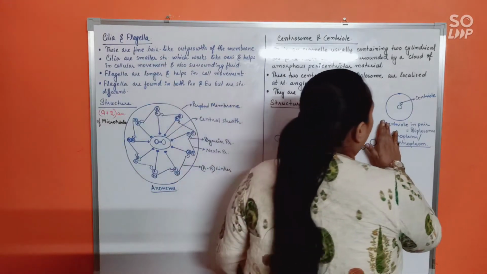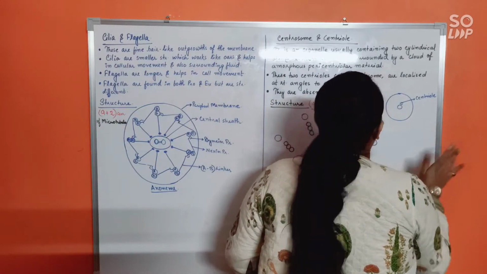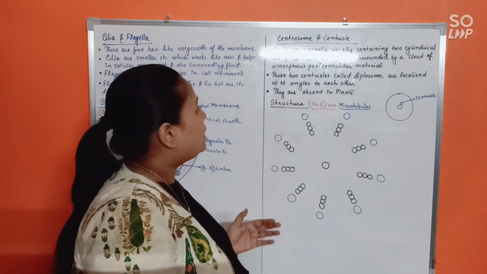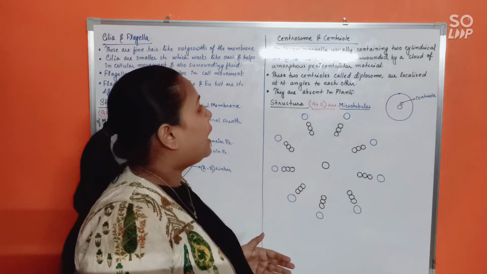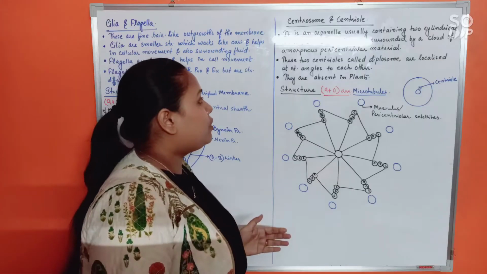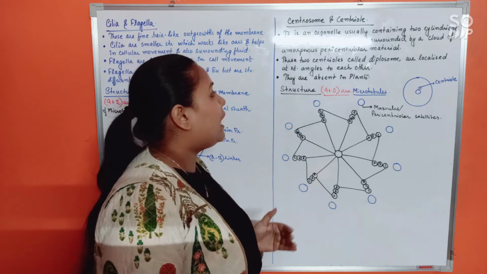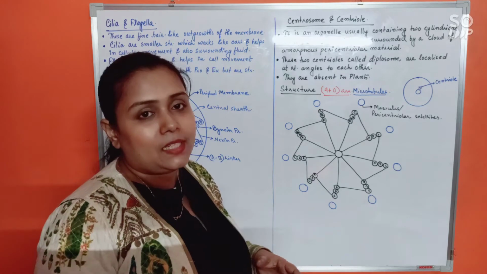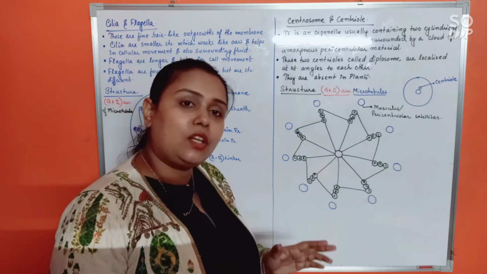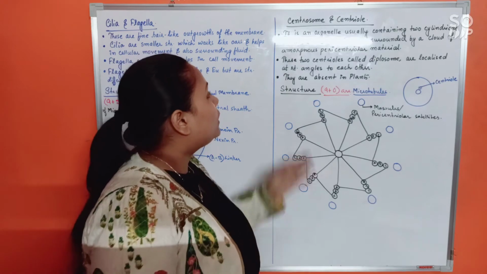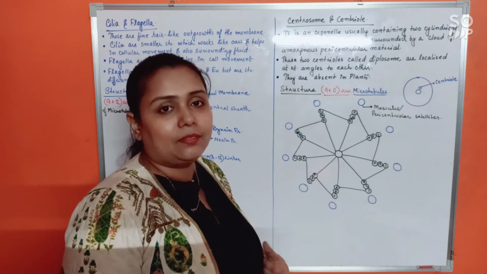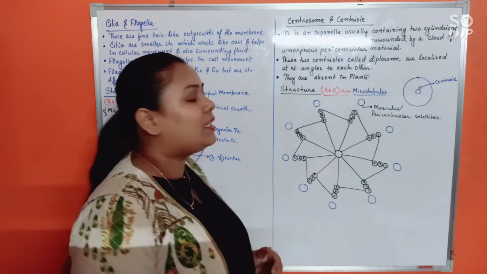Now, see this. It is an organelle usually containing two cylindrical structures, centrioles, which are surrounded by a cloud of amorphous pericentriolar material. Okay. These two centrioles called diplosome are localized at right angles to each other, and when suspended in the centroplasm, diplosome and centroplasm together make up the centrosome. Do remember that. Now, they are absent in plants, are present in animals, fungi and algae. Okay, clear? Now let's see the structure.